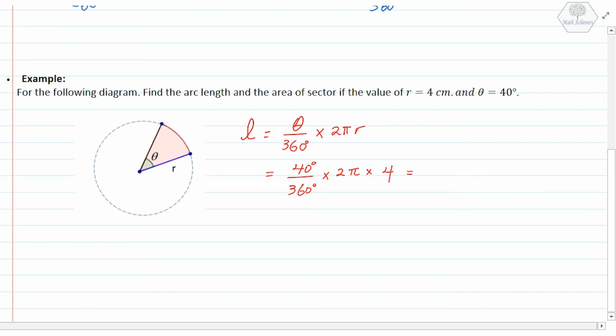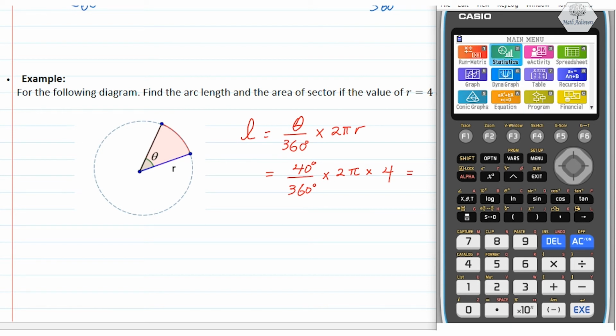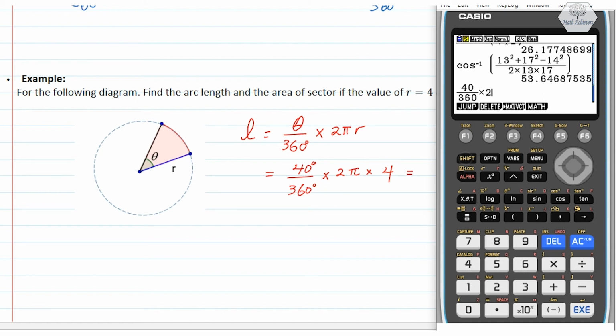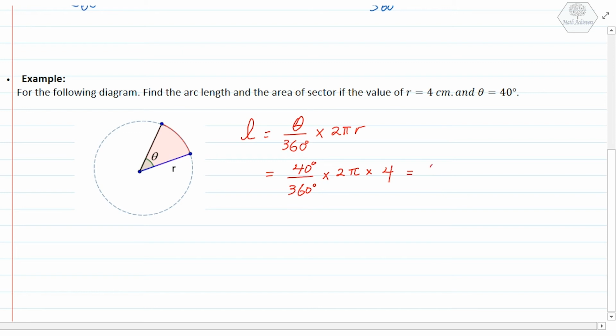and this value is equal to, I need to use my graphical display calculator. I go to menu and to run matrix, I have 40 over 360 times 2 shift pi times r, and this is equal to 8 over 9 pi. If I want to see it as a decimal, I press S to D, and the value will be 2.79 centimeters.